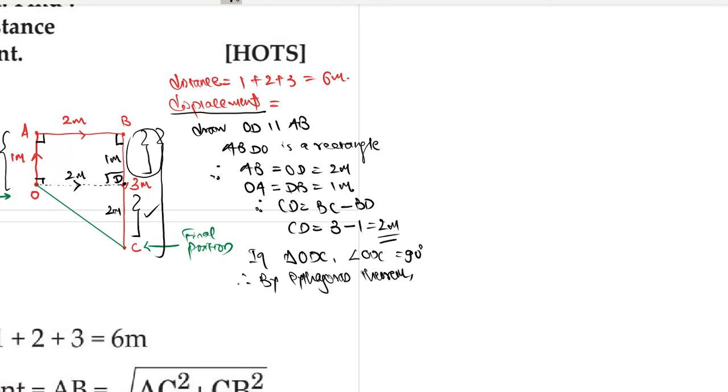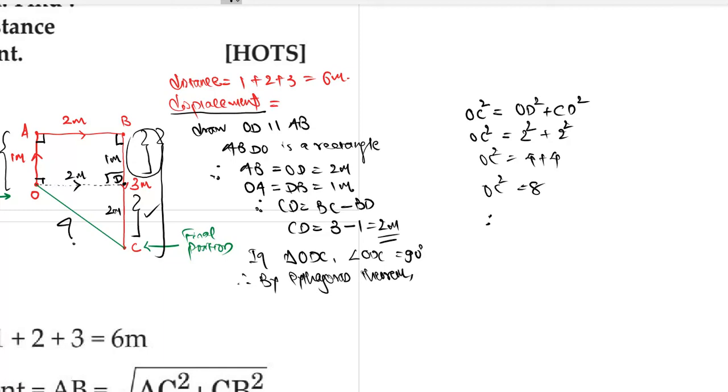By Pythagoras theorem, OC square is equal to OD square plus CD square. OC is the length we need to find, that is the displacement, right? With the green line. So OC square is equal to 2 square plus 2 square, which is 4 plus 4. So OC square is equal to 8, and therefore OC is equal to 2 root 2.